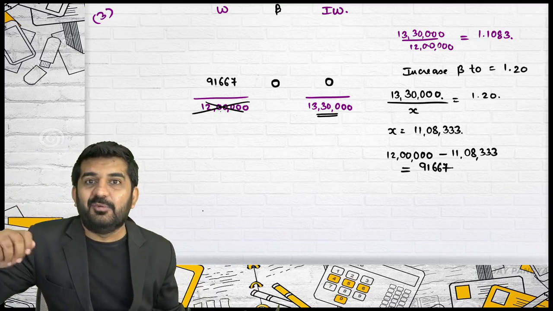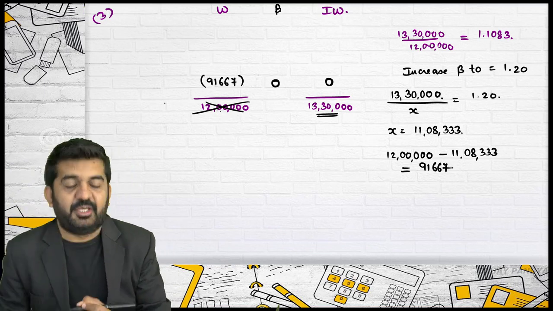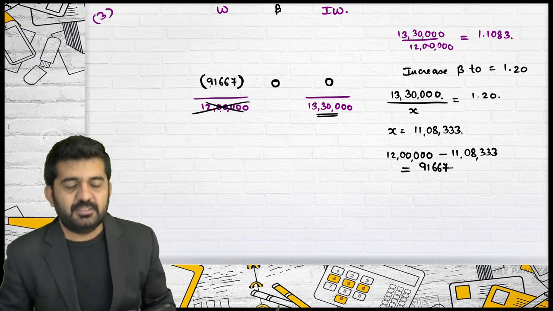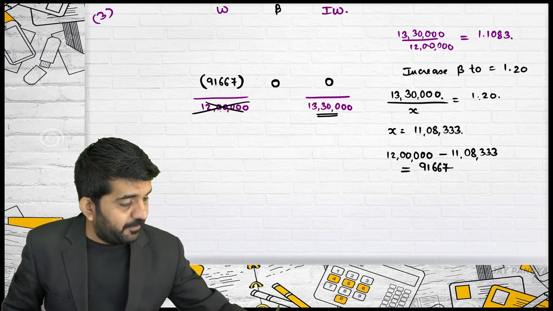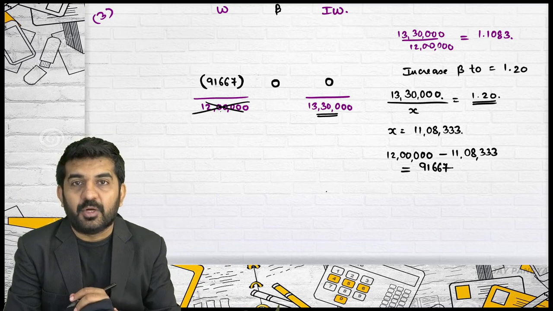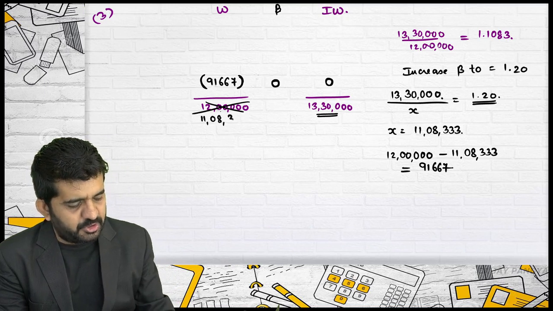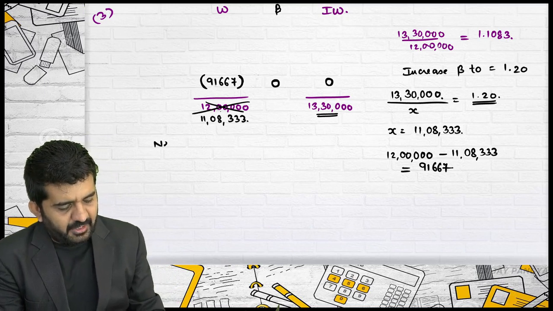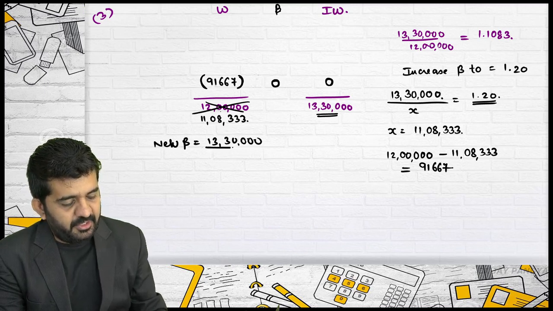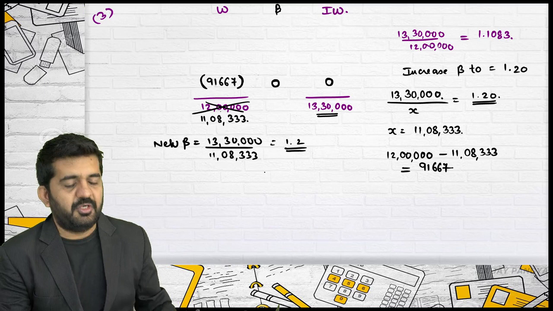If you add 91,667, you will be getting 12,91,667. You will have to deduct it. Is it alright? You will have to deduct this to increase the beta to 1.20. And believe me, if you find out the answer, the denominator will be 11,08,333. The new beta will be 13,30,000 divided by 11,08,333, and the answer will be nothing but 1.2.